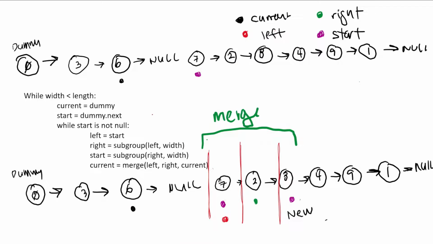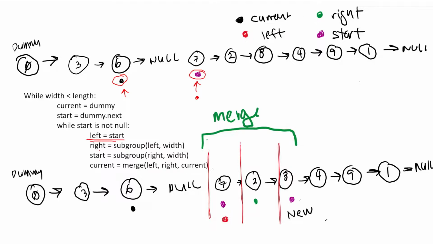So let's just go through it one more time, going at the location here. So now the current node, or current pointer, is located here. Our start is located here. So we went back to the beginning of this loop. So now we're going to place the left pointer here.